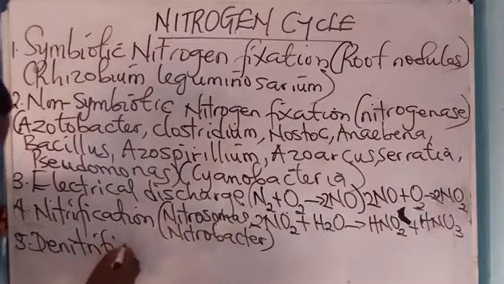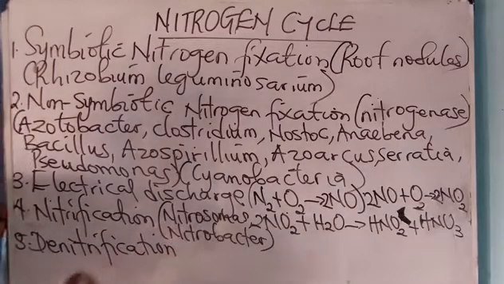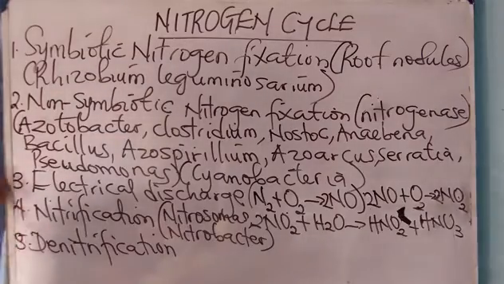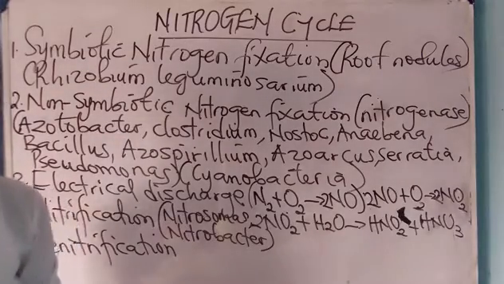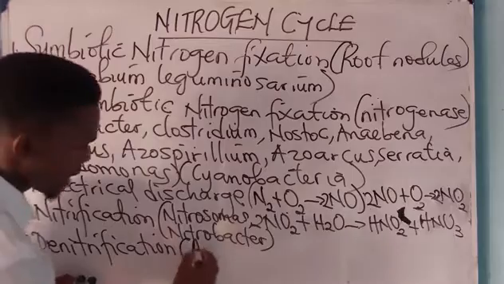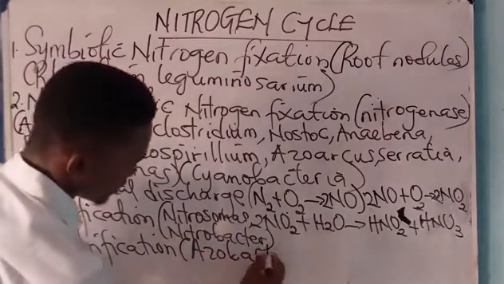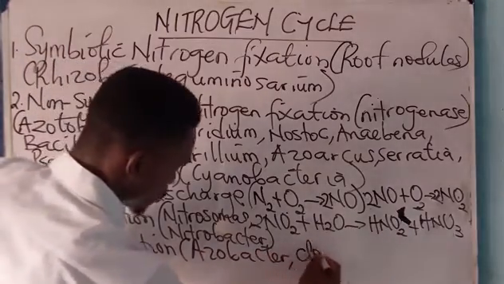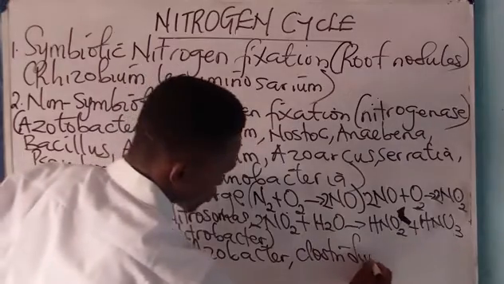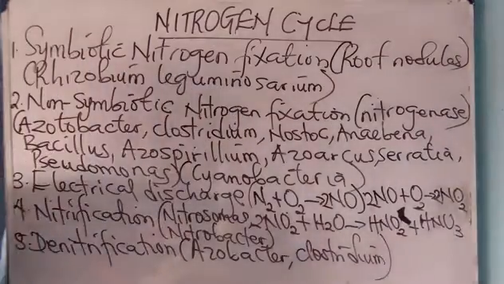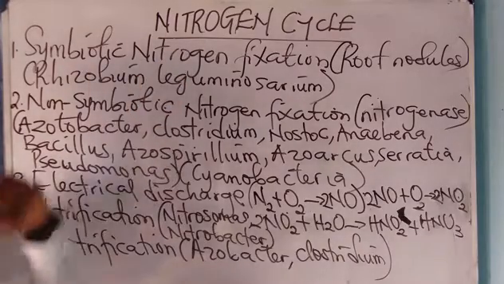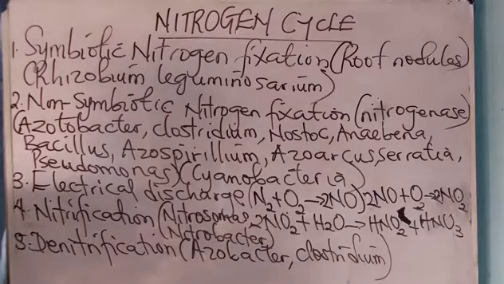Number 5, you have denitrification, that is the opposite of it, in which nitrate is converted back to atmospheric what? Nitrogen. Examples are Azotobacter and even Clostridium. Azotobacter, Clostridium are what? Denitrifying bacteria, because they are able to convert the nitrate present in the soil back to what? Atmospheric nitrogen.